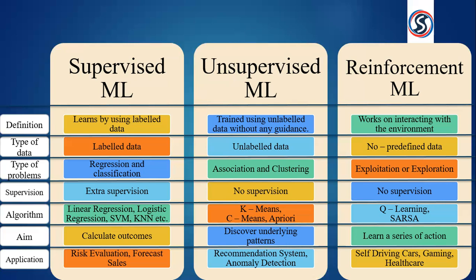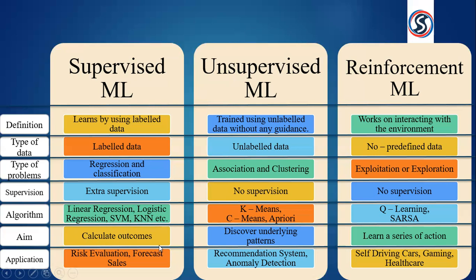Now, coming to the unsupervised machine learning. Here, if I say, in supervised machine learning we have two types of problem, that is regression and classification. We have the extra supervision here. Now, what are the algorithms we use in supervised machine learning? Linear regression, logistic regression, support vector machine. Then we have the KNN algorithms, etc. We have the decision trees also. We have the ensembling techniques also.